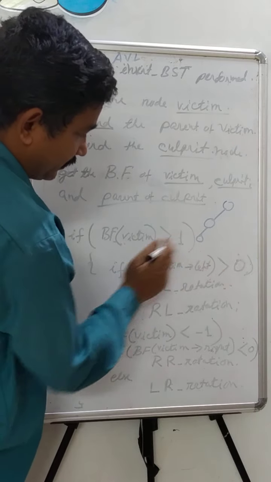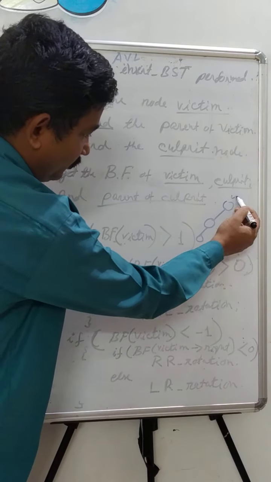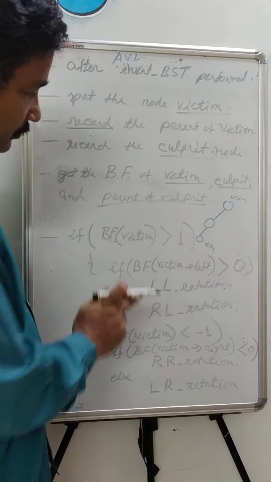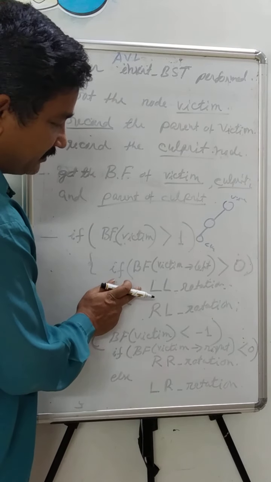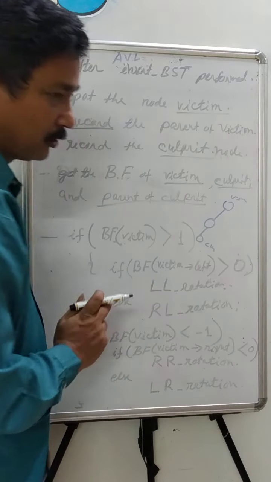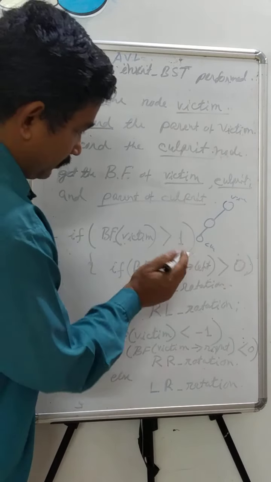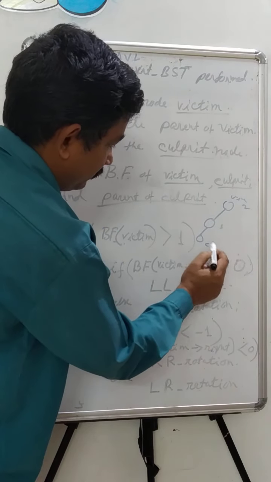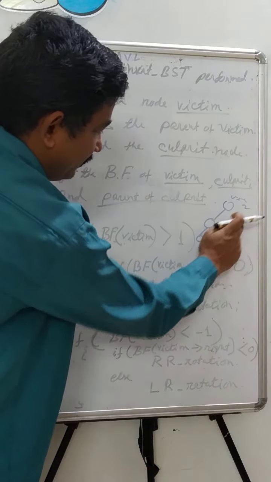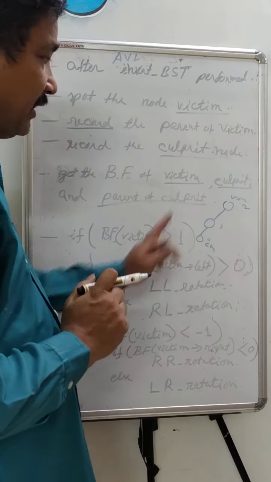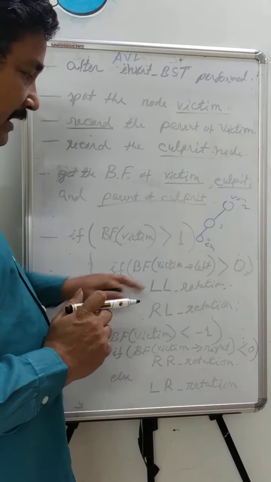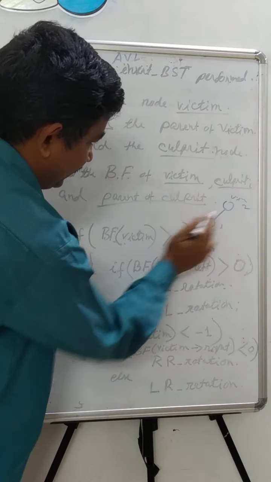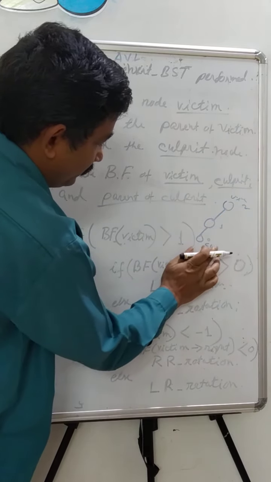This represents this one. So this is the victim node, this is the culprit node. In that case, the situation demands the LL rotation to be called. So balance factor of this one is 2, balance factor of this one is 1, this is 0. So sign of these two are same and both are positive. That's why LL rotation.